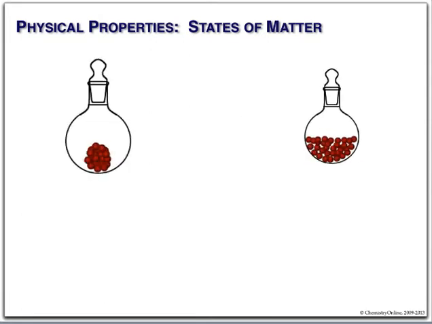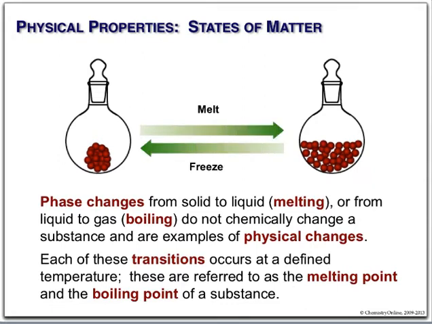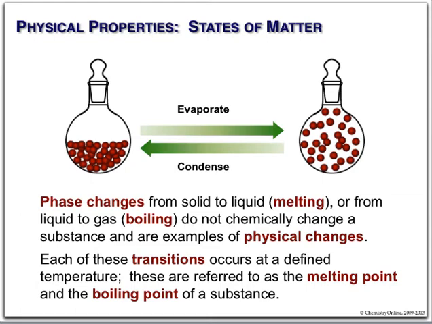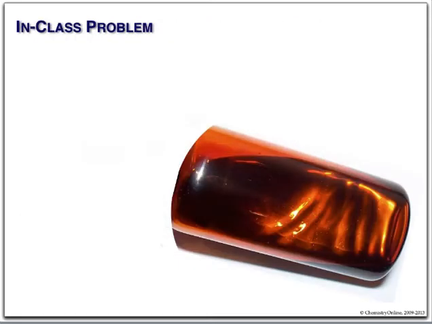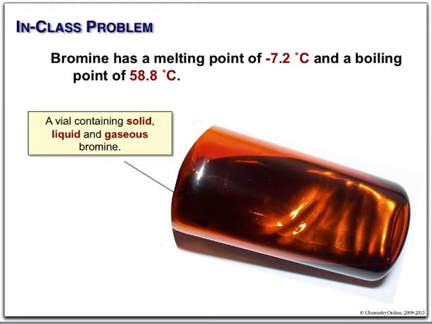We can have transitions between physical states, melting of a solid to give a liquid, and then freezing. These transitions occur at defined temperatures. The melting is called the melting point, and the other is the boiling point of a substance, where we go from a liquid to a gas. Look at a simple example. This is bromine. Bromine was frozen in this vial. It's melting. We have solid bromine on the bottom, liquid bromine, and bromine in the gas phase above it. It has a melting point of minus 7.2 and a boiling point of 58.8 degrees centigrade.